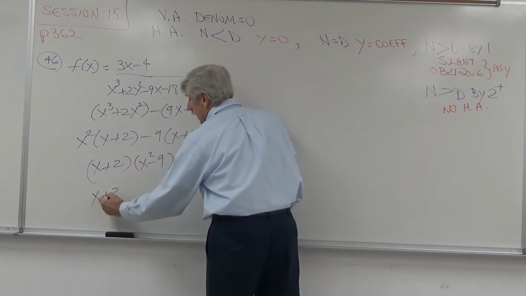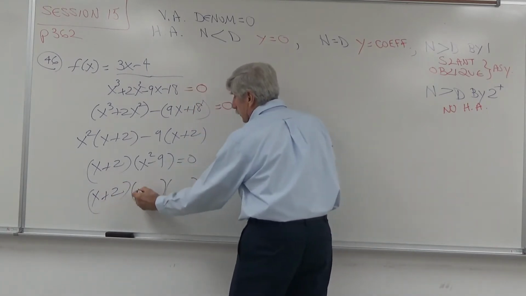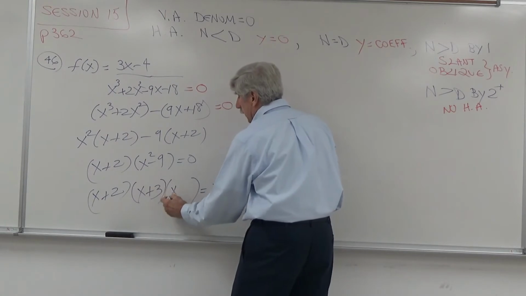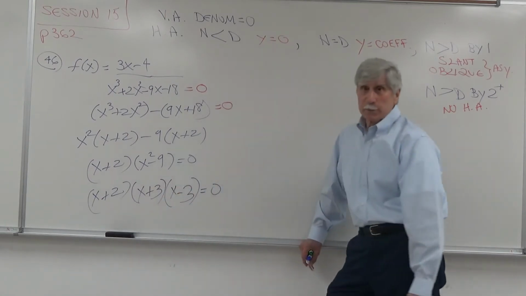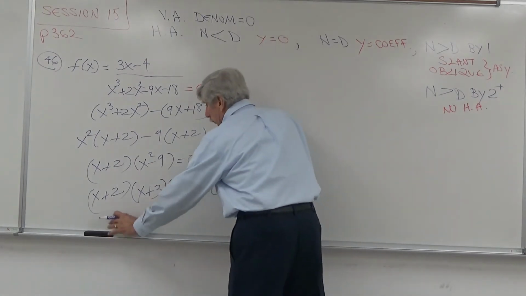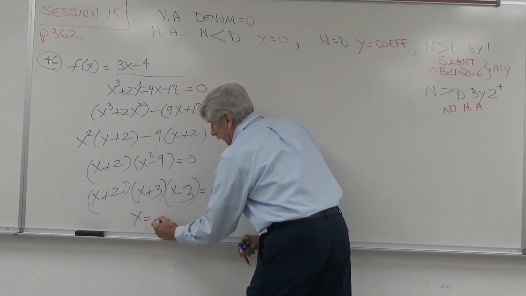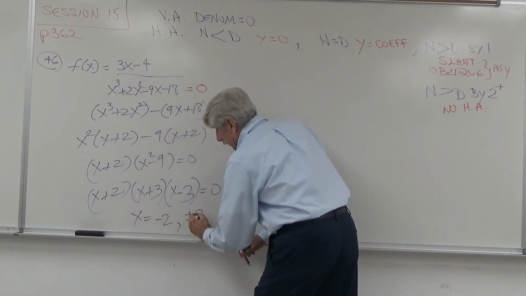You should recognize that as a perfect square minus a perfect square. It's going to factor to the numbers without the squares with a plus between, and the numbers without the squares with a minus between. So overall, we're going to say, first one equal to 0, second and third. We're going to say x is equal to negative 2 and plus or minus 3.